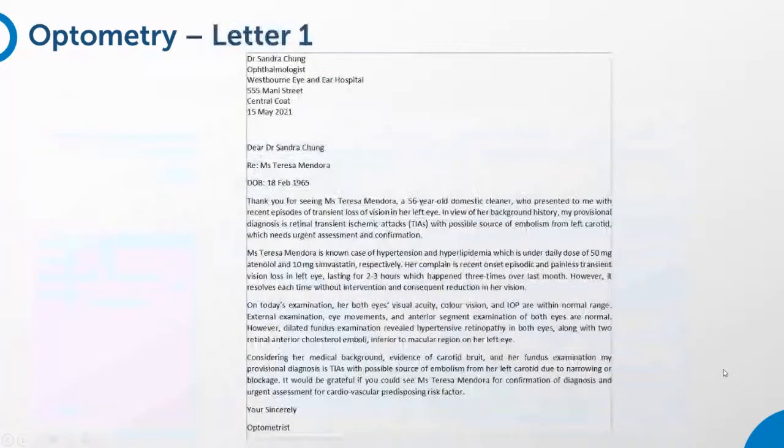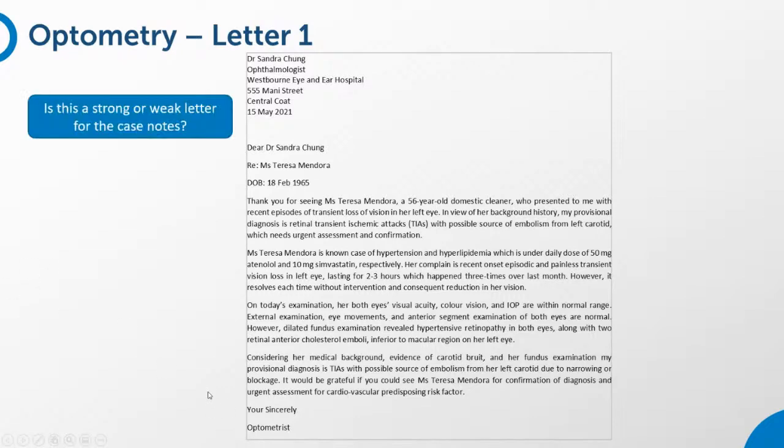So I had one optometry letter, which was submitted by Fatima, and thank you very much for doing that. So here it is, and I'll give you a minute to read it. And then if you'd like to, if you're following along with me, please comment into the chat box whether you think it is a strong or weak letter to explain the situation. And I will let you know my thoughts on it just after I've given you a minute's chance to read through the letter.